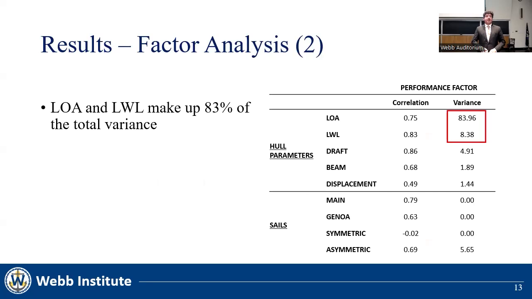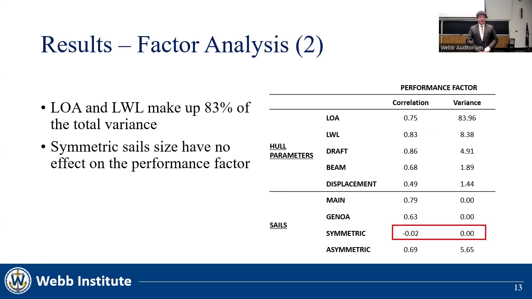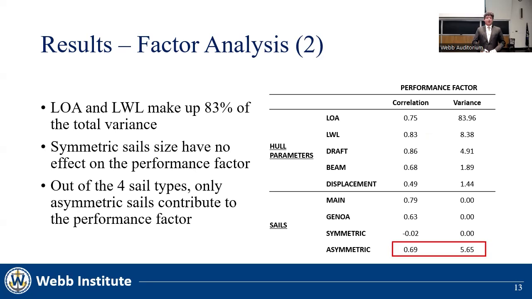First thing to note is that 83% of the variance can be explained by the length overall and the length of the waterline. Symmetric sails have no effect on the performance factor, and out of the 4 sail types, only asymmetric sails have a significant impact on the performance.